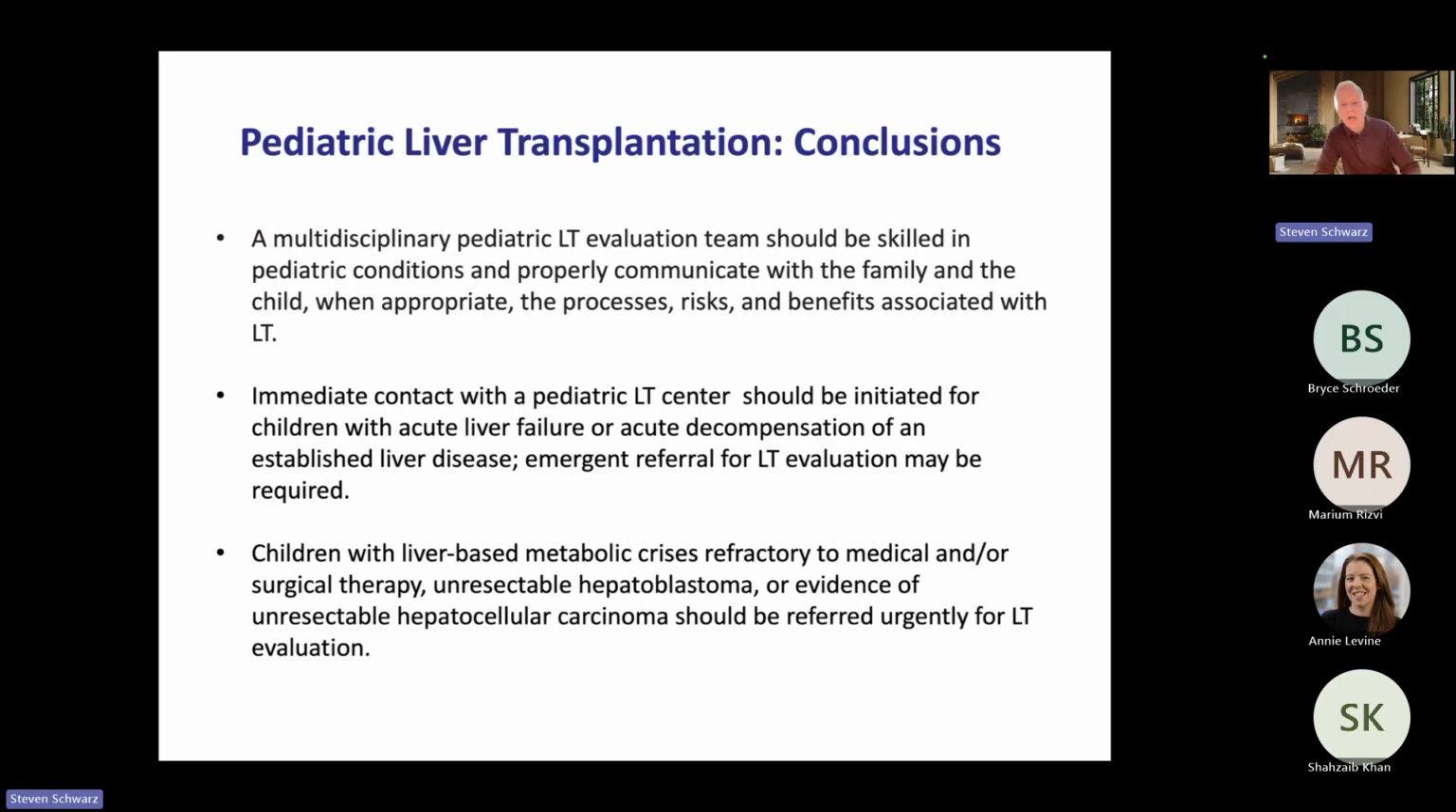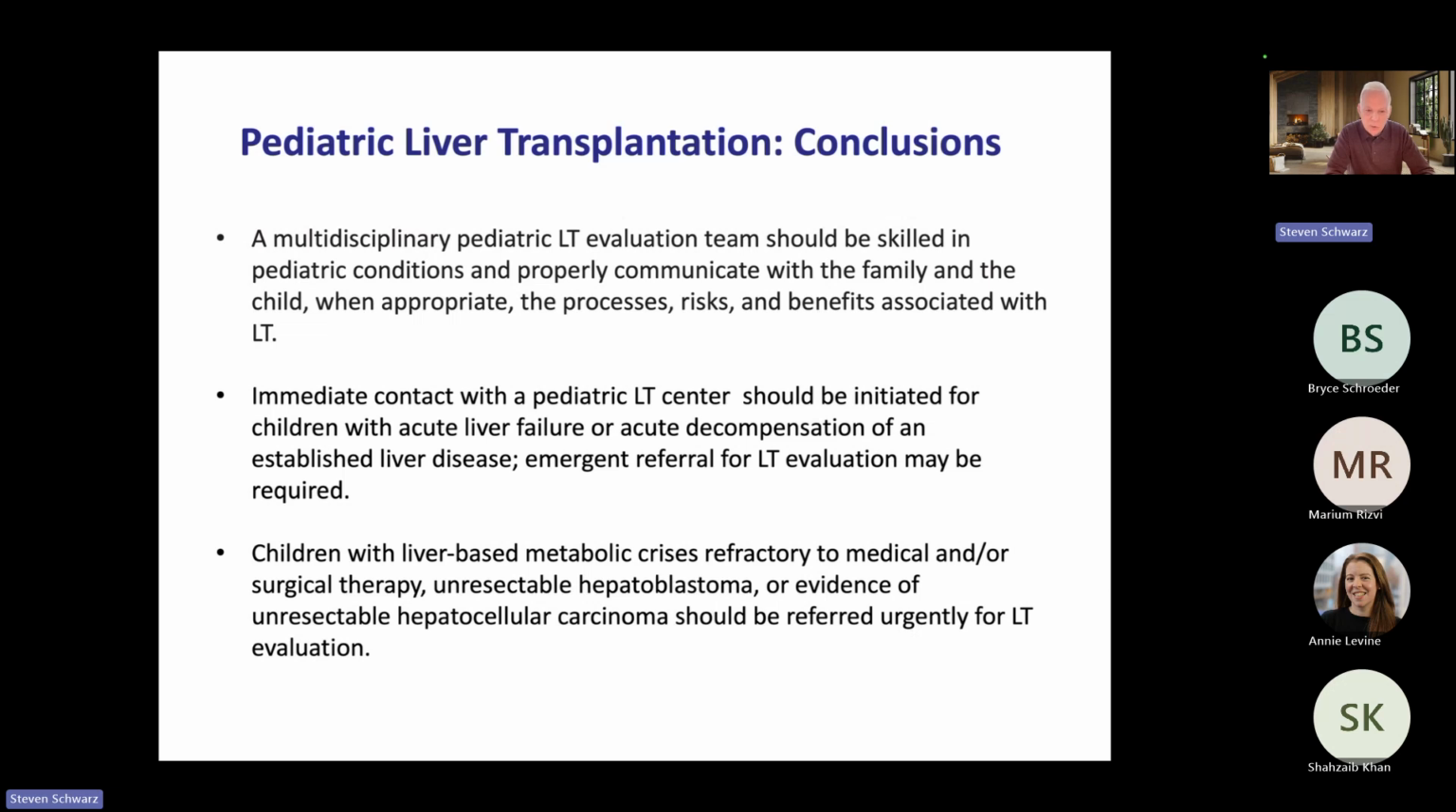So, what have we learned by our lectures in liver failure and liver transplantation? First and foremost, a multidisciplinary transplant team should be skilled in pediatric conditions and properly communicate with the family and the child the processes, risks, and benefits associated with liver transplant. When you have a patient in whom the clinical course may lead to liver failure and the need for transplantation, one should immediately contact the transplant center in order to have them aware of what the problem is and be able to emergently transfer patients when required.